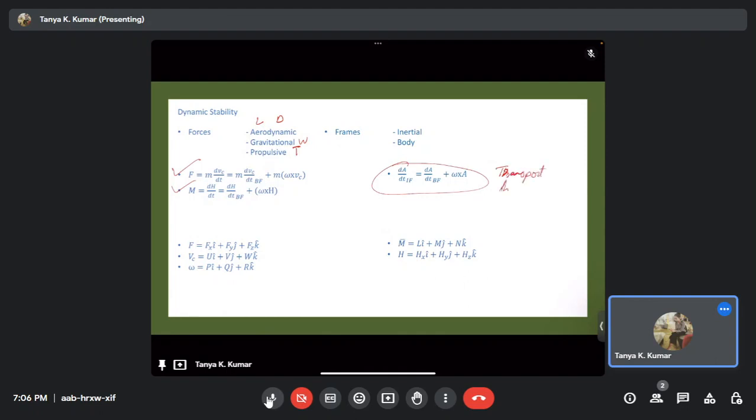Transport theorem. We have derived this in two of the previous sessions, so you should be able to do it. If not, it's a fairly simple derivation. Just remember this, alright? This relation is very simple.